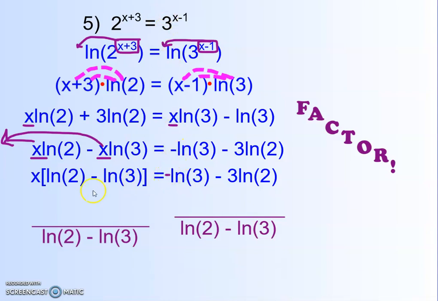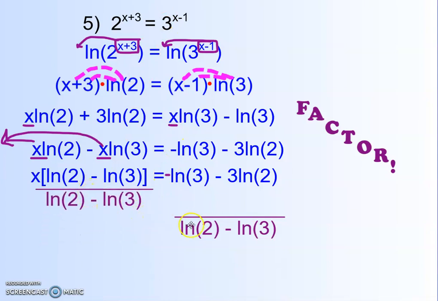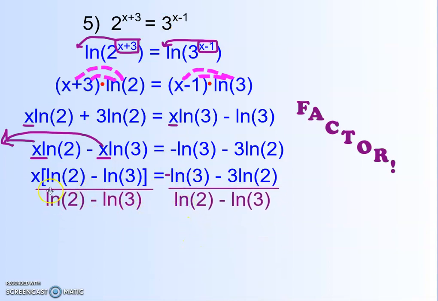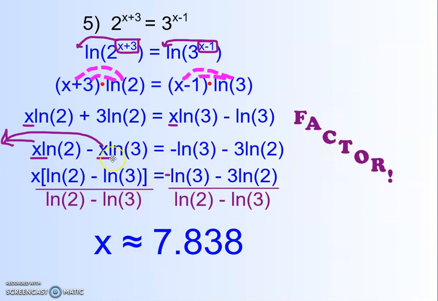All I have to do now is divide both sides by this natural log of 2 minus natural log of 3. So I go ahead and type that in my calculator and I get x is about 7.838. I know we kind of had a little malfunction in the smart software here, but that idea of factoring, that idea of pulling out that GCF, oh my heavens, that is a great algebra trick to have.